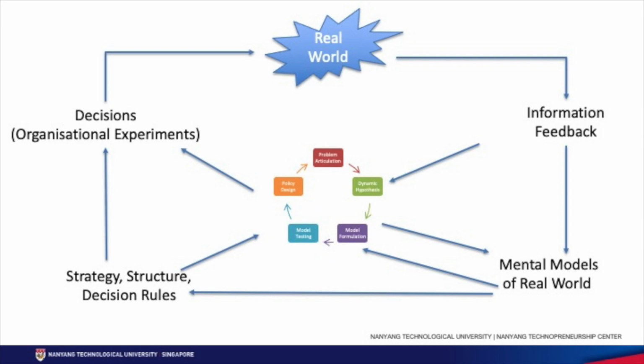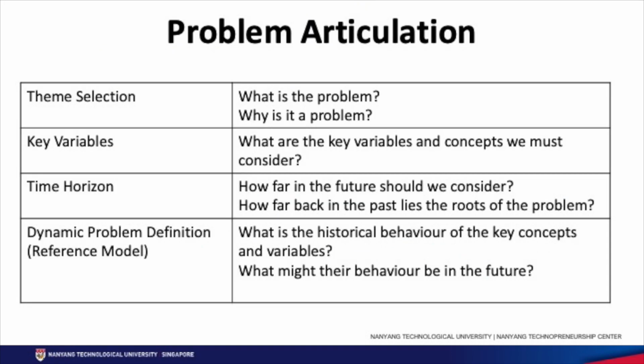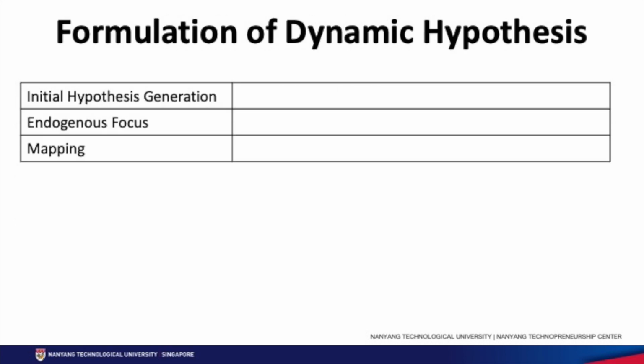So first, problem articulation, right? What is the problem? Why is it a problem? And then identify the key variables, which you all have done already, specify the time horizon, and then roughly in your mind, what's the behavior of the system? Okay, once you have the behavior of the system, then you can formulate a hypothesis. All right?